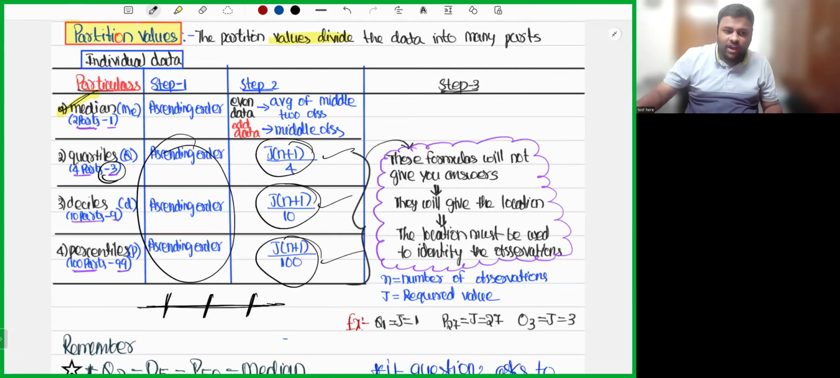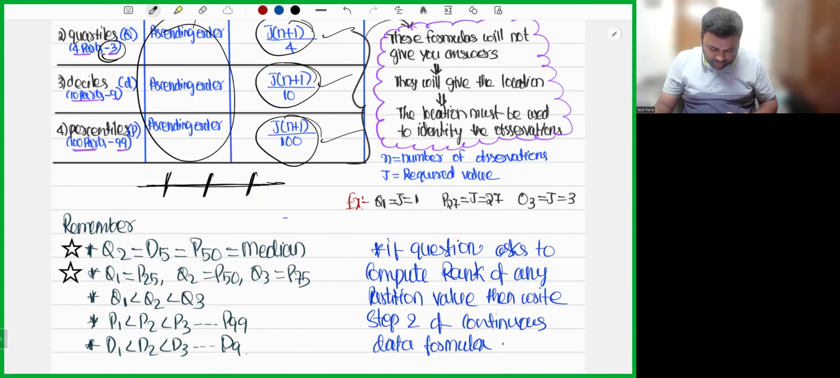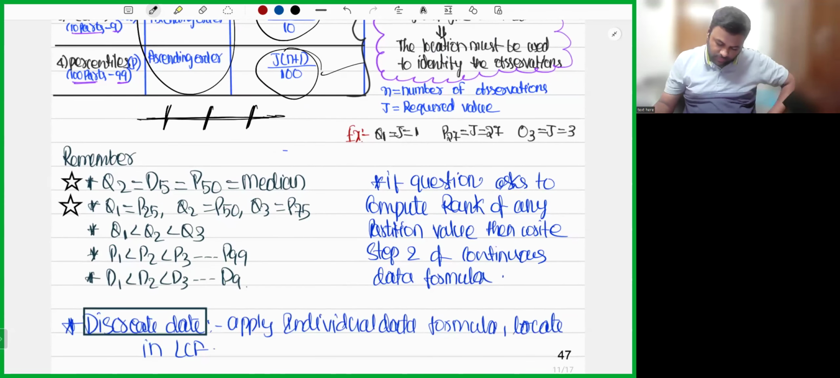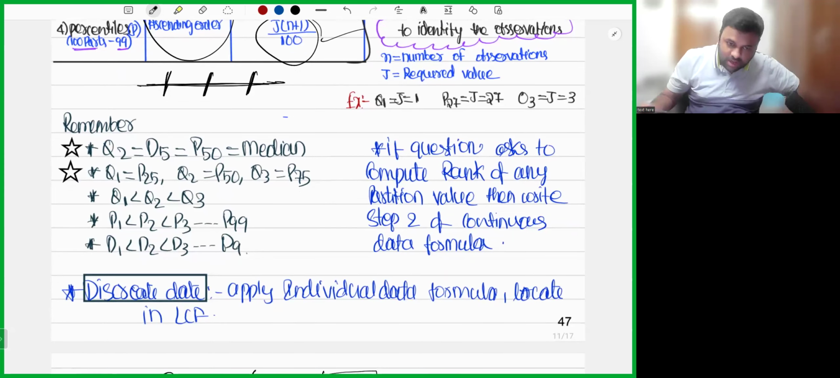So I hope it's fine for you to compute partition values for individual data. We have seen median, we have seen quartile, decile, percentile. Now let's proceed further, my dear friends. Now, Q2 is equal to D5 is equal to P50 is equal to median. This is one relationship you need to know.